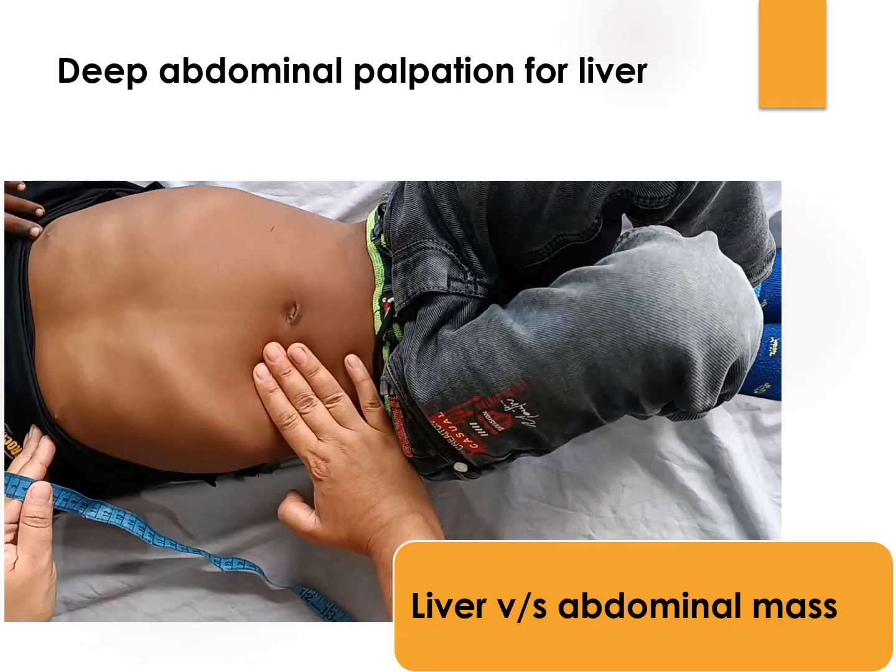So these are the two methods to differentiate liver versus any other abdominal mass. First is finger insinuation and second is just keep your finger over the lower border of the liver and the liver will move with the respiration, because the liver and spleen are attached to the diaphragm, while any other abdominal mass originating from the intestine or kidney is not attached to the diaphragm, so it will not move with the respiration.